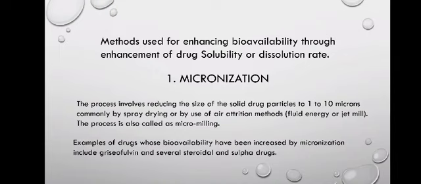1. Micronization. The process involves reducing the size of the solid drug particles to 1 to 10 microns, commonly by spray drying or by use of air attrition methods, fluid energy or jet mill. The process is also called micro-milling. Examples of drugs whose bioavailability has been increased by micronization include griseofulvin and several steroidal and sulpha drugs.